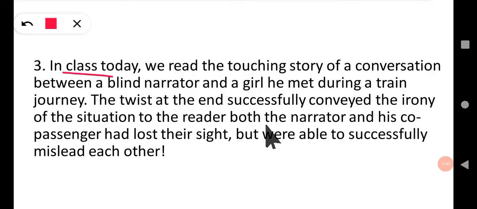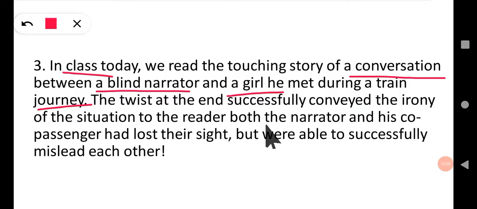In class today, okay, class is a noun here. We read the touching story of a conversation. Conversation is also a noun form, between a blind narrator and a girl. Okay, he met during a train journey. Journey is also a noun form. The twist at the end successfully conveyed the irony of the situation to the reader, both the narrator and his co-passenger.